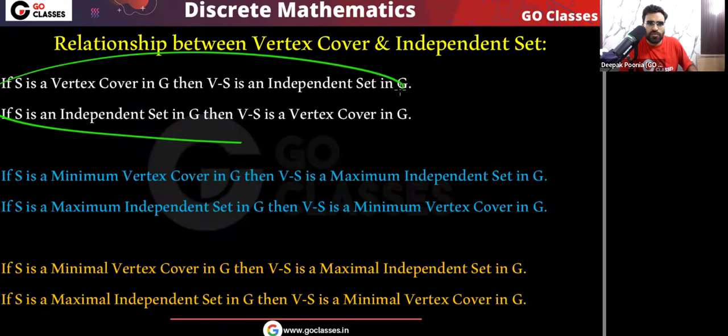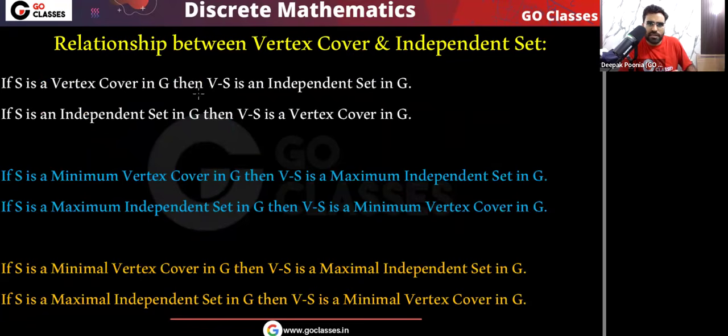You can see these two points we have already seen: if S is a vertex cover, then the remaining vertices form an independent set. If S is an independent set, then the remaining vertices form a vertex cover in the graph G. Now similarly, remember, if S is a minimum vertex cover in the graph G, then the remaining vertices will be a maximum independent set. Which means if S is the smallest vertex cover, then the remaining vertices will make the largest independent set. If S is the largest independent set, then the remaining vertices V minus S will make the smallest vertex cover.